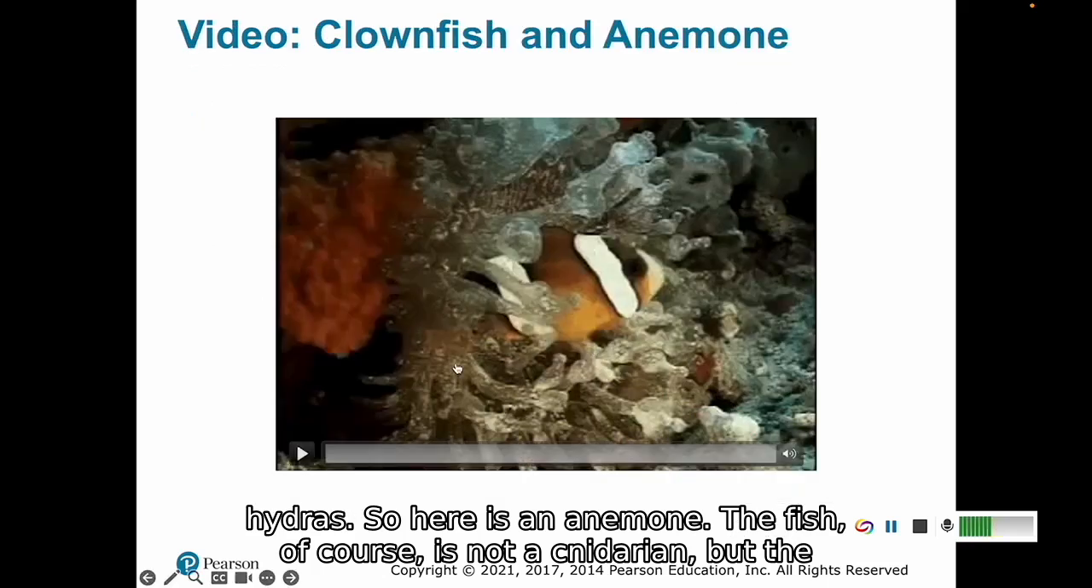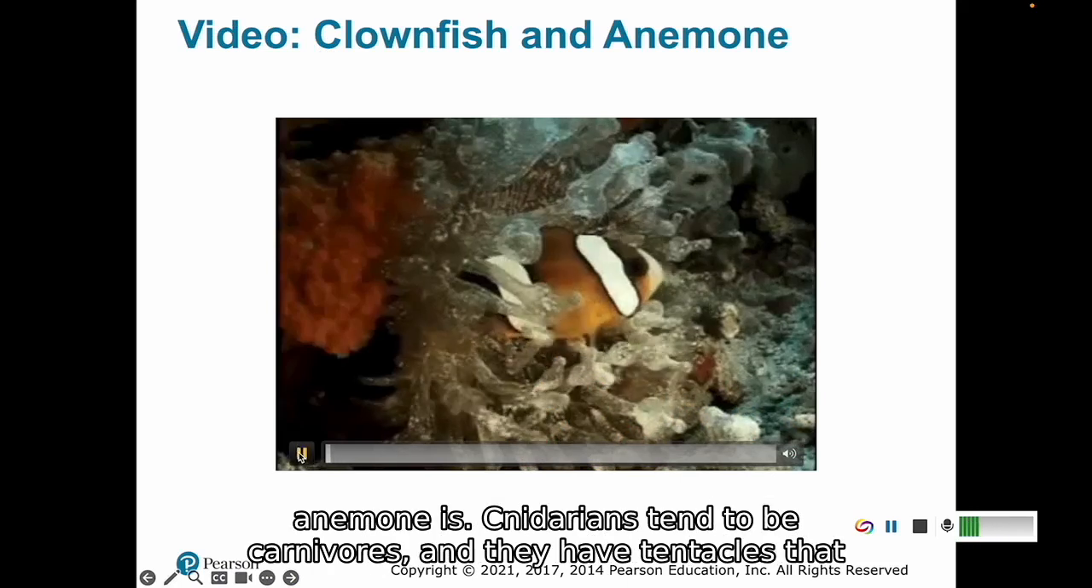So here is an anemone. The fish, of course, is not a cnidarian, but the anemone is.